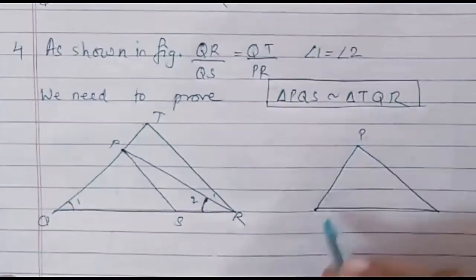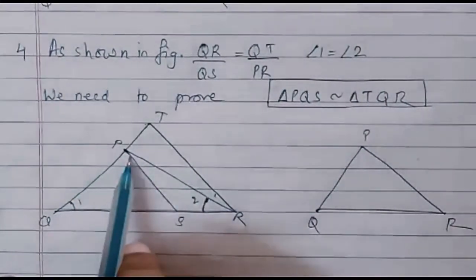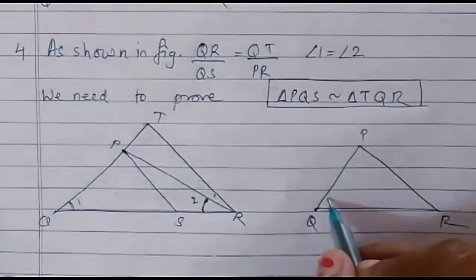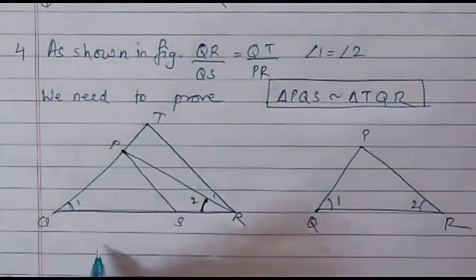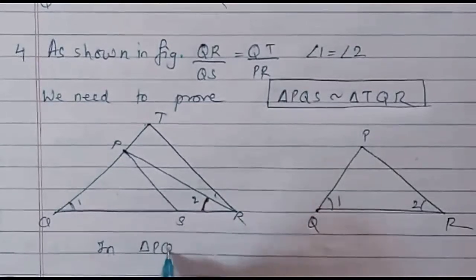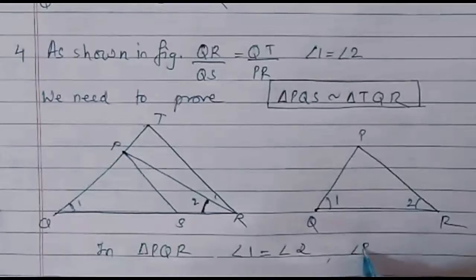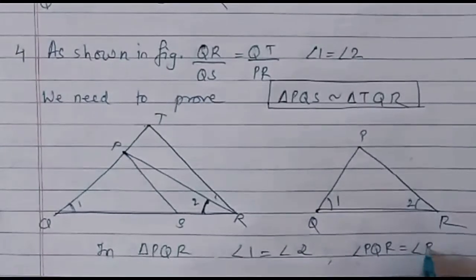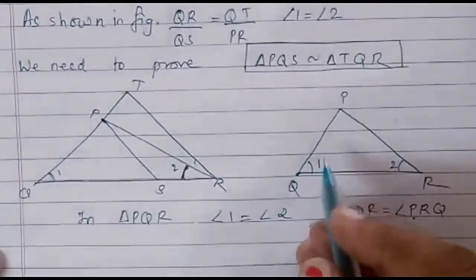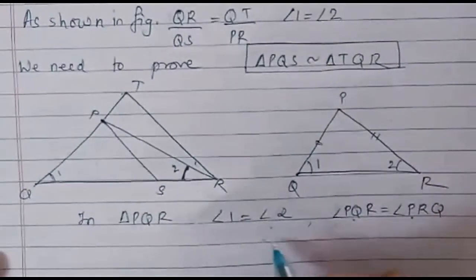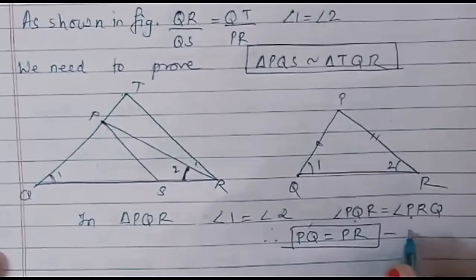Let us just draw triangle PQR. Don't see this S. So we are talking about triangle PQR in which angle Q is 1, right? And same way angle R is 2. So we can write in triangle PQR as angle 1 is equal to 2, or indirectly we can write angle PQR is equal to angle PRQ. So therefore, if two angles are equal, then the opposite sides will be also equal. So we get PQ is equal to PR. This is result number 1.